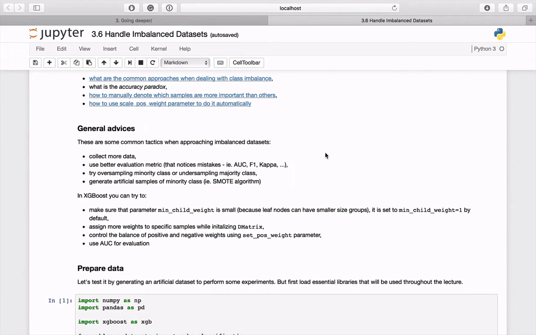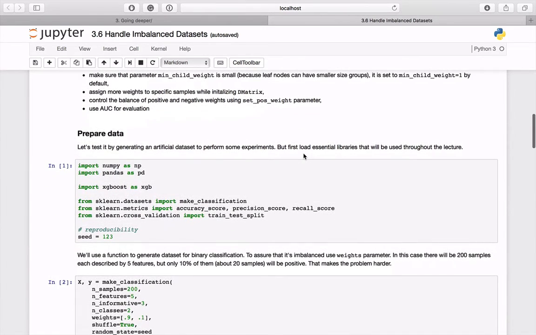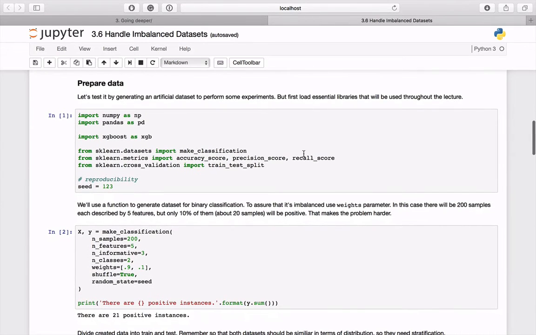If possible, you should collect or artificially generate more samples from the minority class. There are some algorithms like SMOTE or under-oversampling techniques. It is also very important to use a metric that represents the true quality of the obtained results. Particularly in XGBoost, you should make sure that the min child weight parameter is set to a small value and try to initialize specific weights to instances during training. Here, we will concentrate on the latter one.